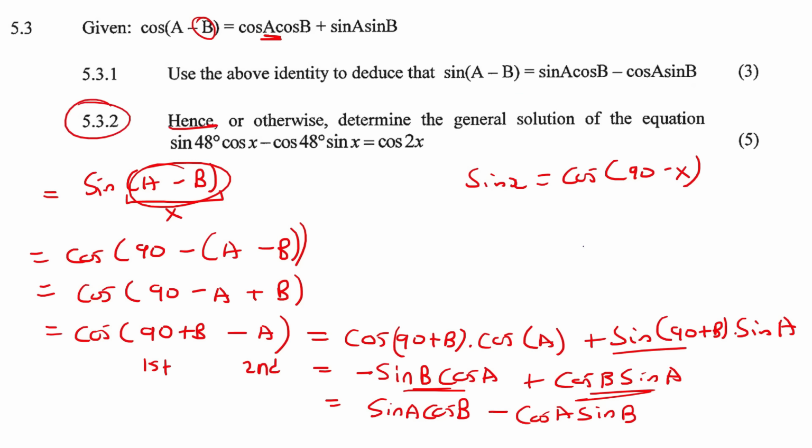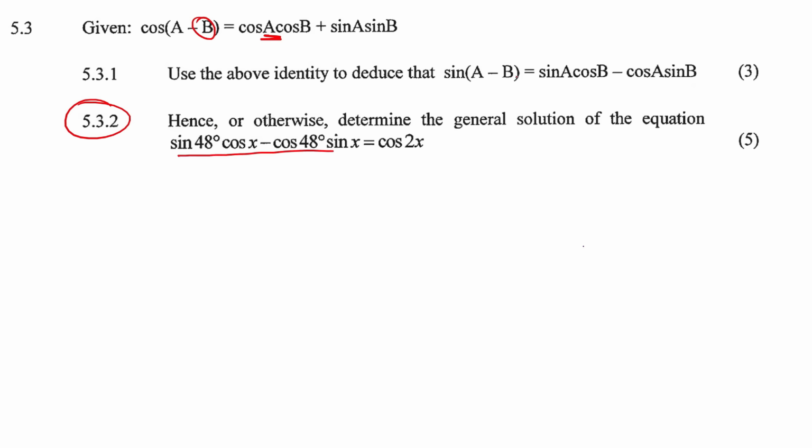This one, hence or otherwise, determine the general solution of this equation. Okay, so this over here is a compound angle formula, which you know, we've even got it right over here. We've got sin cos minus cos sin. So we're going to rewrite this expression back into that. So it becomes the sin of 48 minus x. Now don't think about double angles over here. That's going to make your life more complicated.